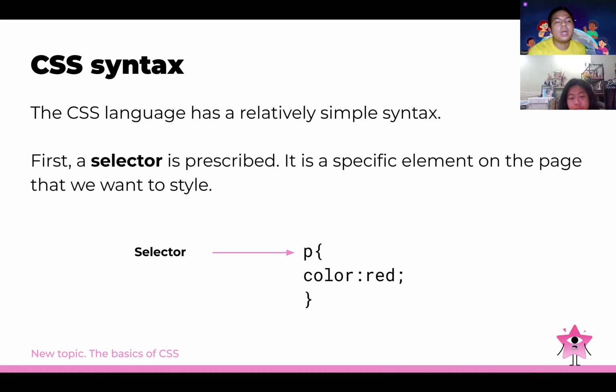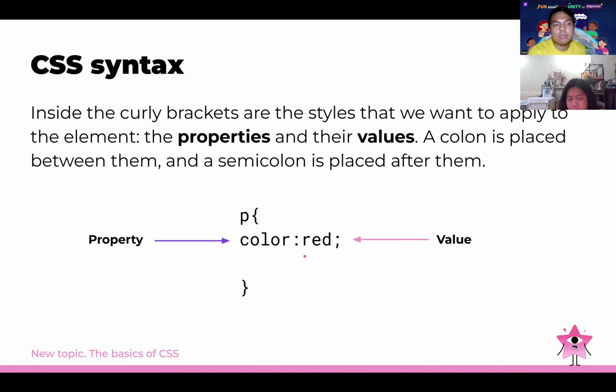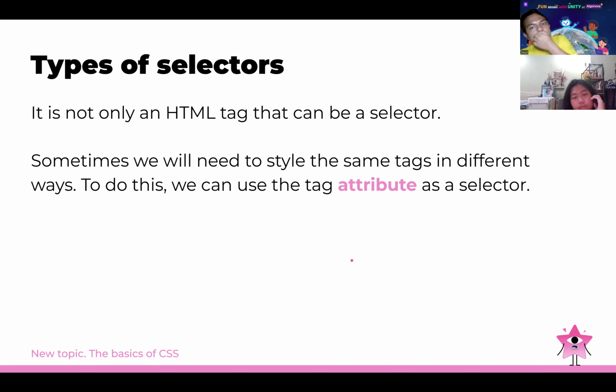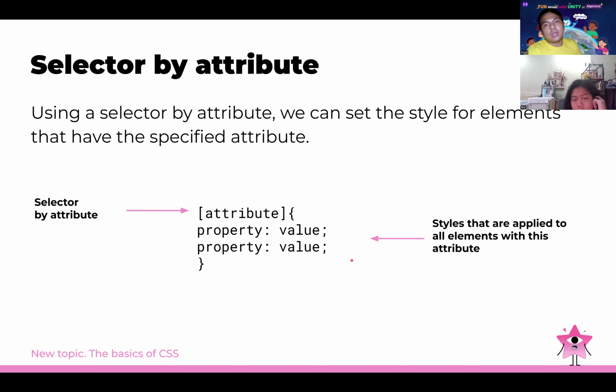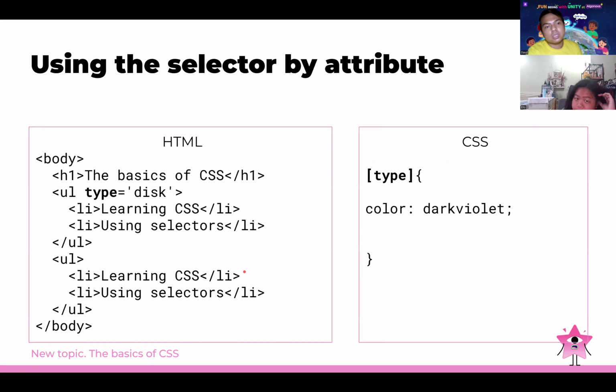So for the first one, when we're talking about the selector, it's the HTML tag. And then the next ones are the property before the colon and its value. So selector, property, and value. Now, the types of selector are really diverse, as it depends on the HTML tag. The styles that are applied to all elements with this attribute are encapsulated by these curly brackets.